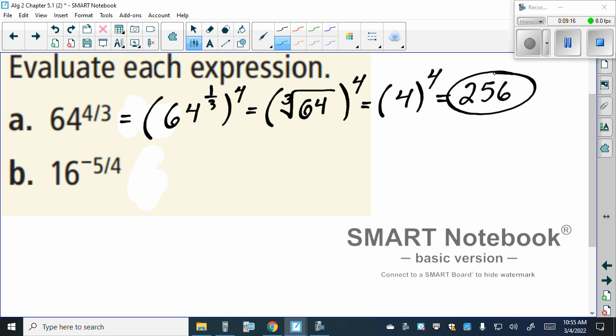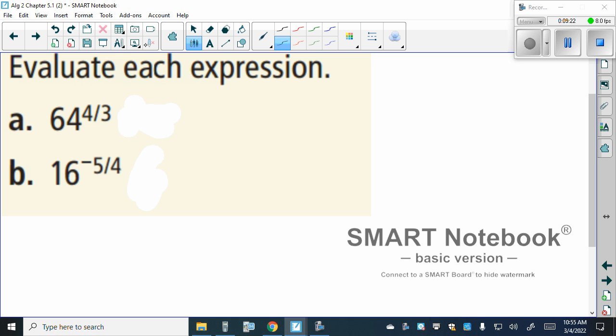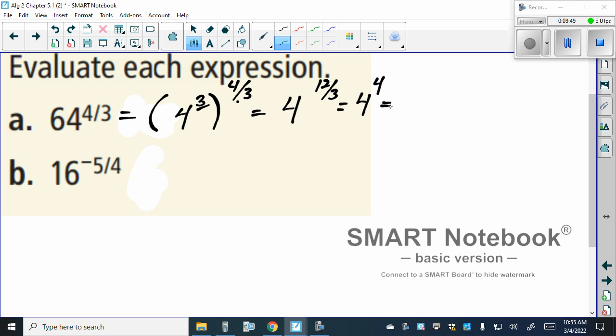Any questions on this so far? I mean, there's different ways we could go about this. So if we notice that 64 is 4 to the third, we could rewrite it in this way. Because 64 is 4 to the third, we can break it down. And powers of powers do multiply together. So we can say 3 times our 4/3 would be 12 thirds, which would be 4 to the 4th, which is our 256. So there's different ways we can get to the answer. It's figuring out which way makes sense to us and utilizing it.